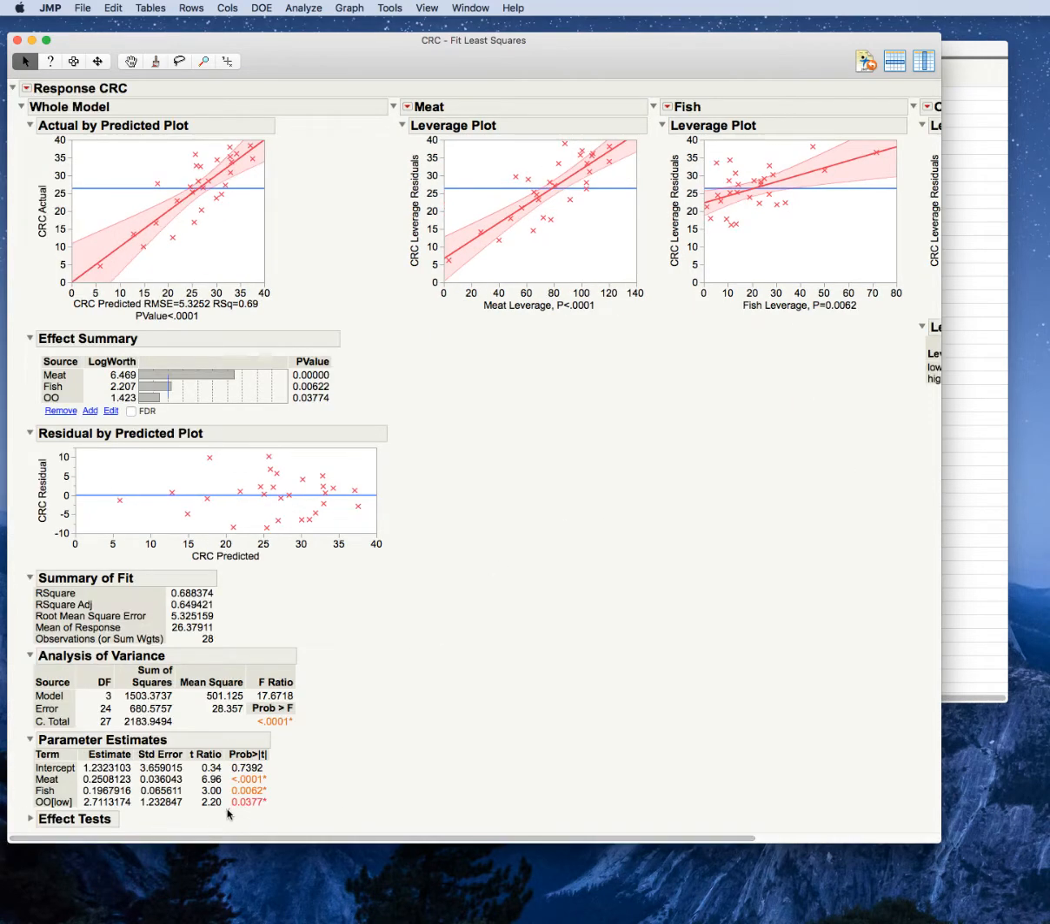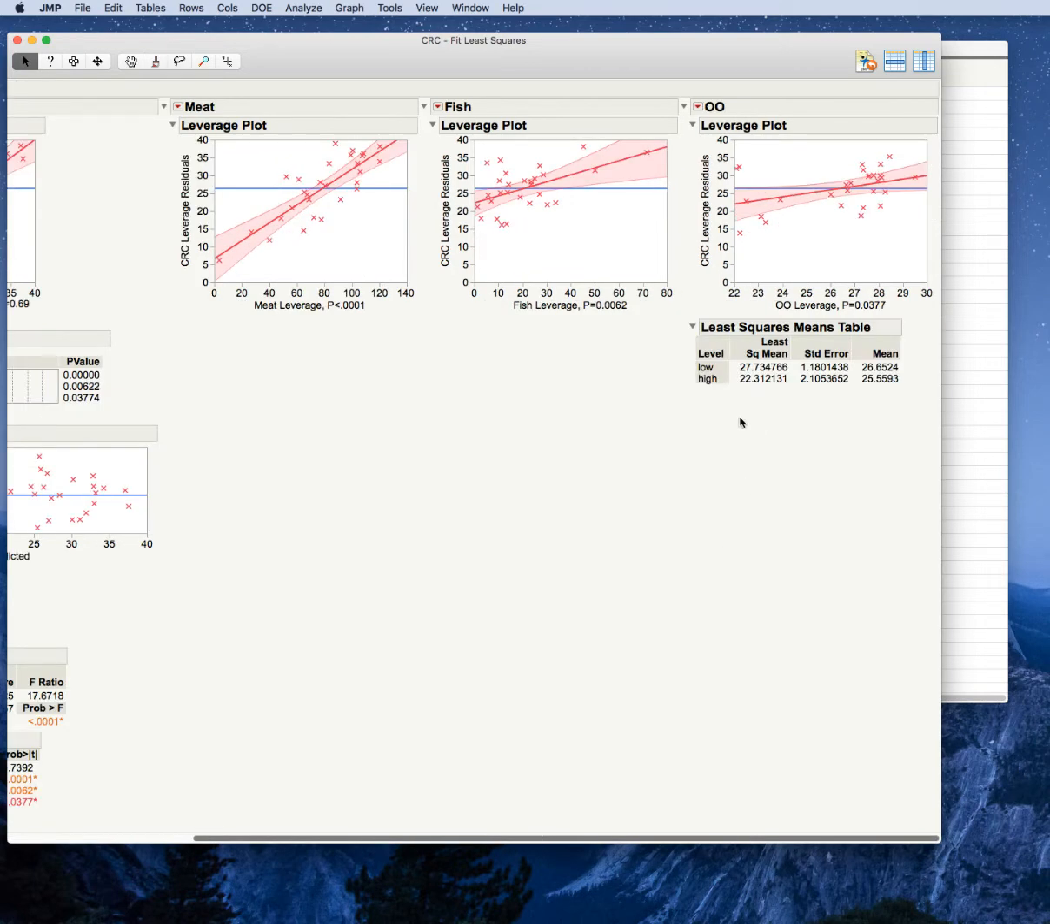All you need to keep is the p-value and say that olive oil consumption is statistically significantly related to colorectal cancer rates in the presence of meat and fish consumption, such that the mean colorectal cancer rate for those with high olive oil consumption is 22.3, and for those with low olive oil consumption is 27.7. This is about a 5% difference per capita in the colorectal cancer rate for high olive oil consumption diets compared to low olive oil consumption diets.